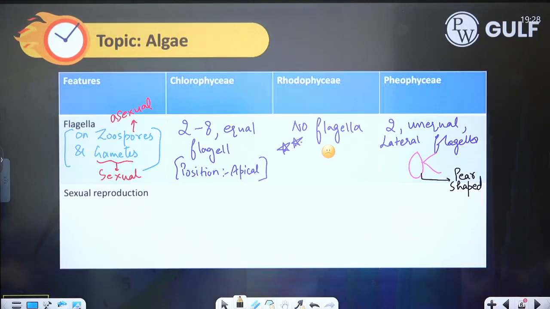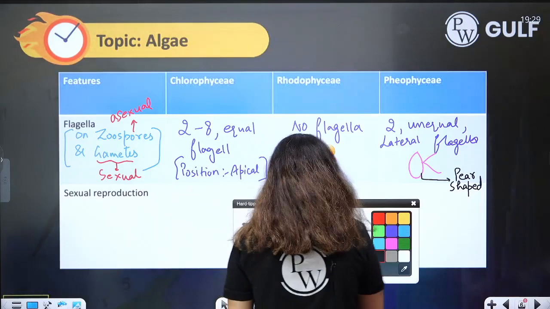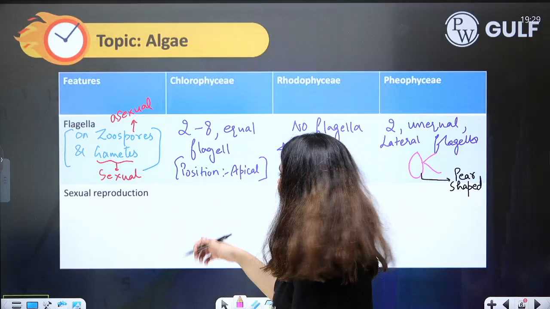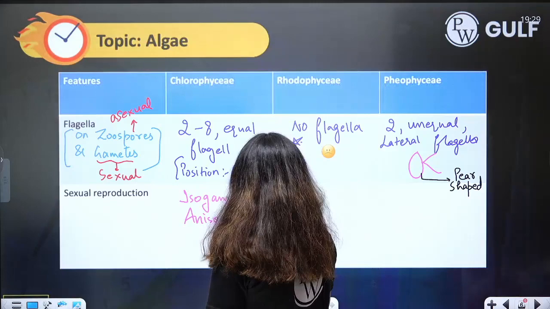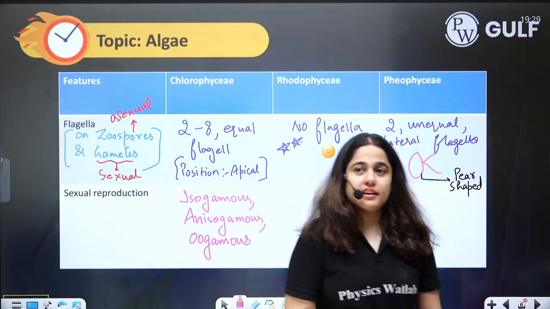Next, we are talking about sexual reproduction here, beta. In sexual reproduction, in Chlorophyceae, it is isogamous, anisogamous, and oogamous. So, reproduction in Chlorophyceae can be iso, aniso, and oogamous.